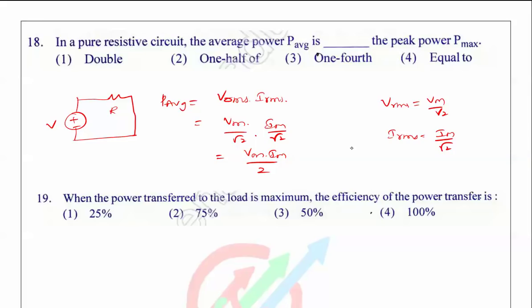So the maximum peak power is Vm into Im, so the average power is one half of the peak power. So the average power is half of the peak power, P max. So this is the answer. And next one.